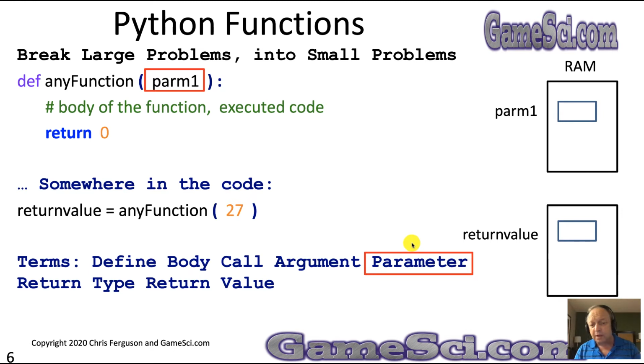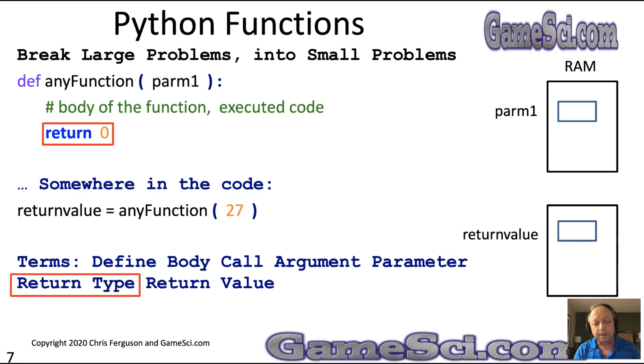Parameter to a function. The parameter is the variable name listed here in the parentheses of the function define line. When you're defining the function, you also list its parameters in its parentheses. So in this case, parm1 is the parameter. Try not to confuse it with the argument. The argument was 27. The parameter is parm1. Both of these indicate input to the function. This is how we send input into a function.